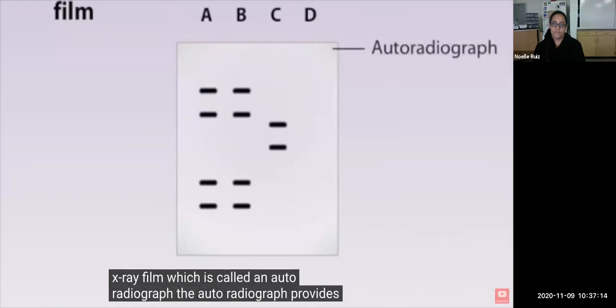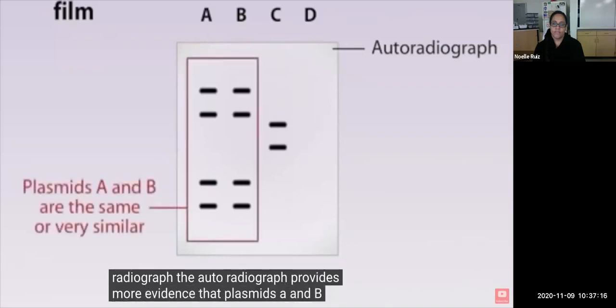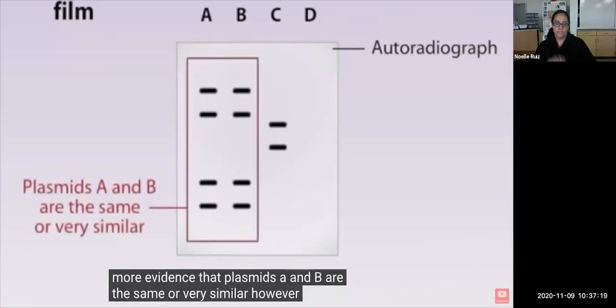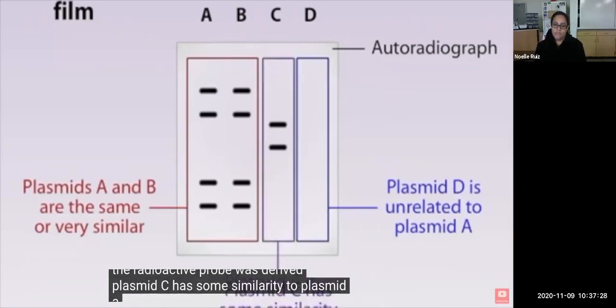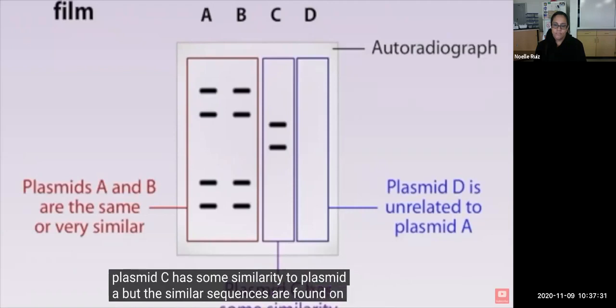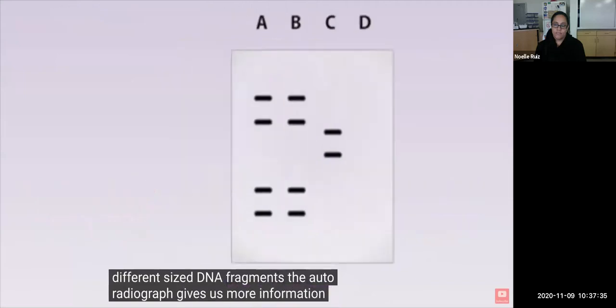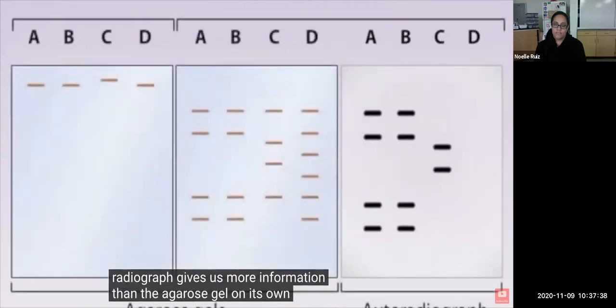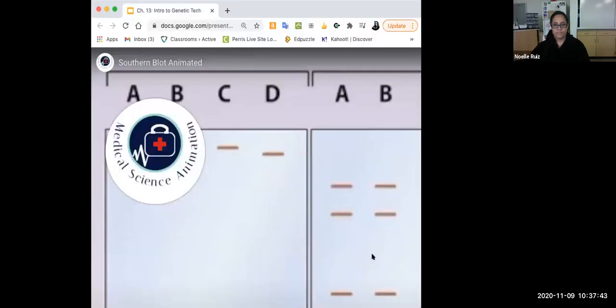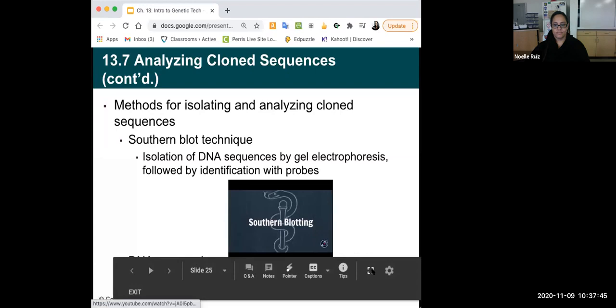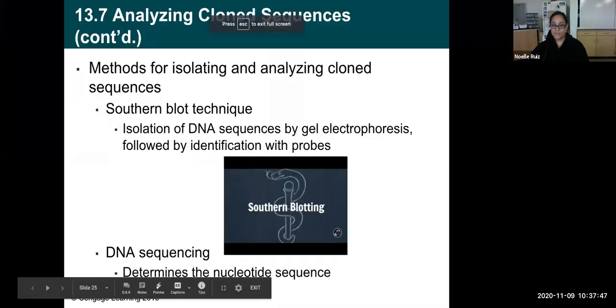The autoradiograph provides more evidence that plasmids A and B are the same or very similar. However, plasmid D is unrelated to plasmid A, from which the radioactive probe was derived. Plasmid C has some similarity to plasmid A, but the similar sequences are found on different sized DNA fragments. The autoradiograph gives us more information than the agarose gel on its own. So that is Southern blotting.